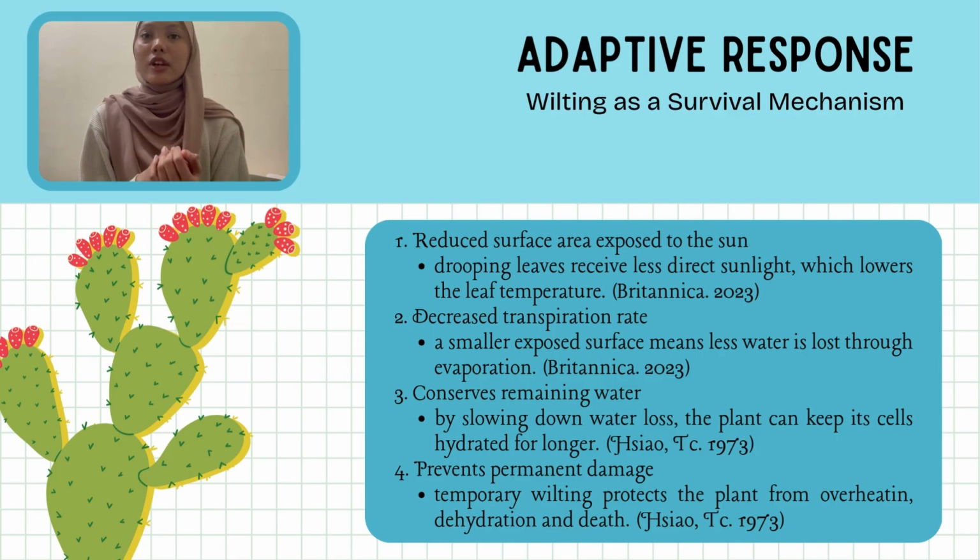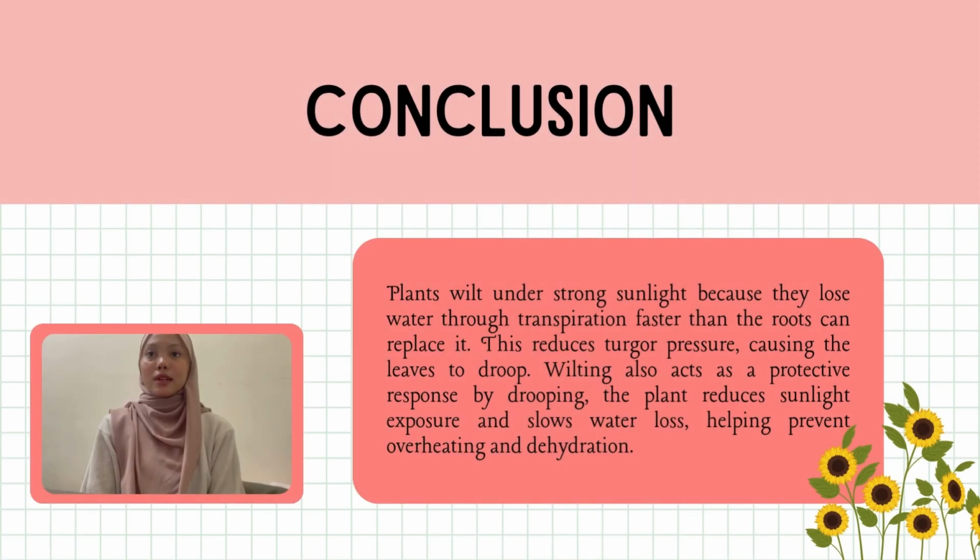survive challenging environmental conditions. In conclusion, plants wilt under strong sunlight because they lose water through transpiration faster than the roots can replace it. This reduces turgor pressure, causing the leaves to droop. Wilting also acts as a protective response. By drooping, the plant reduces sunlight exposure and slows water loss, helping prevent overheating and dehydration.